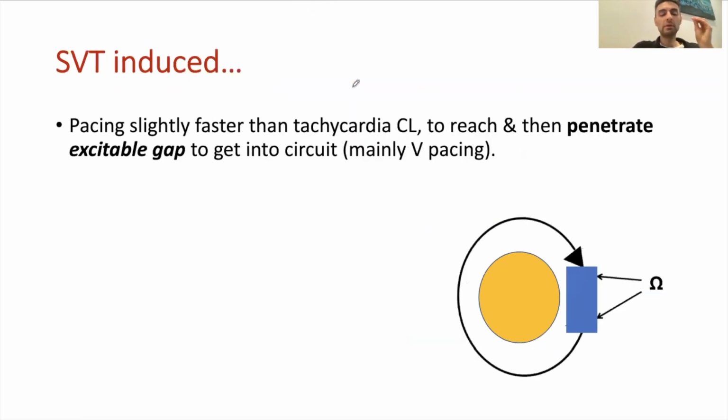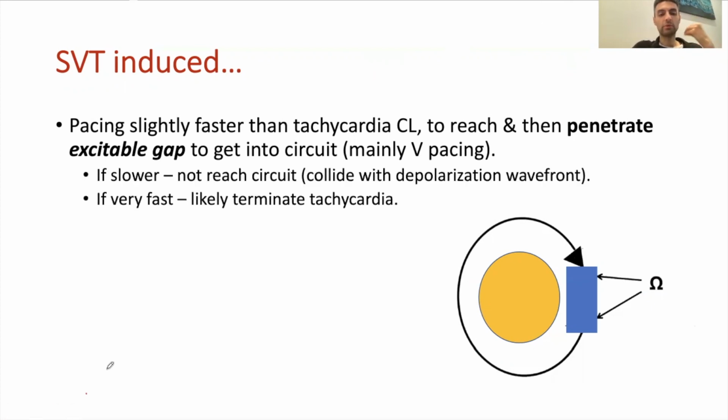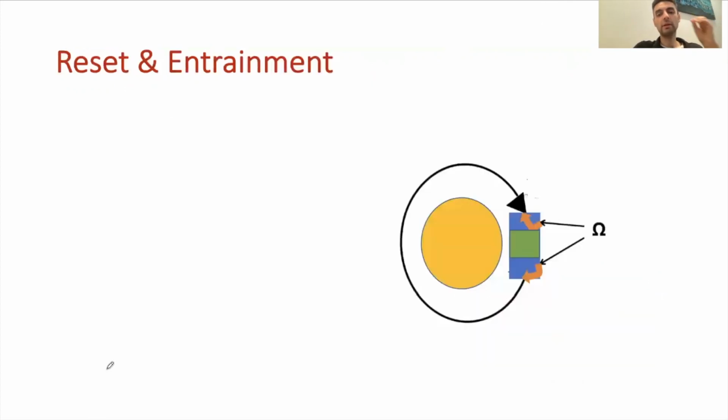Okay, so now you have an SVT that is induced, and in order to study that SVT further, you want to pace slightly faster than the tachycardia cycle length to reach and hopefully excite the excitable gap and penetrate into the circuit. Okay, if you pace slower or very fast, you may not be able to reach the circuit, or you may terminate the tachycardia.